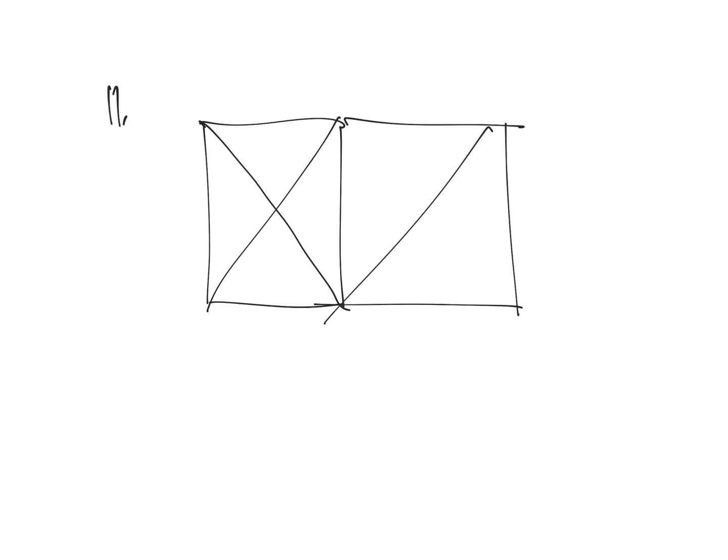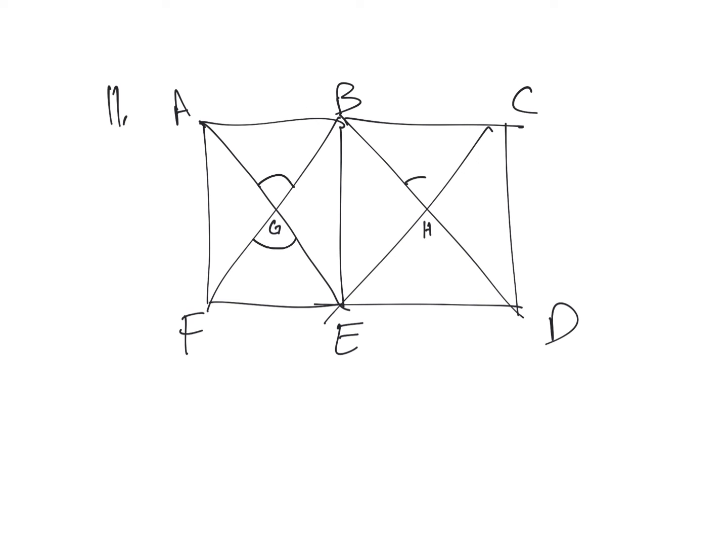Everybody draw a rectangle and draw it again. Same one. A, B, C, D, E, F, G is in the middle, and H is in the middle. All right, so single arc, single arc, single arc, single arc, double, double, double, double.